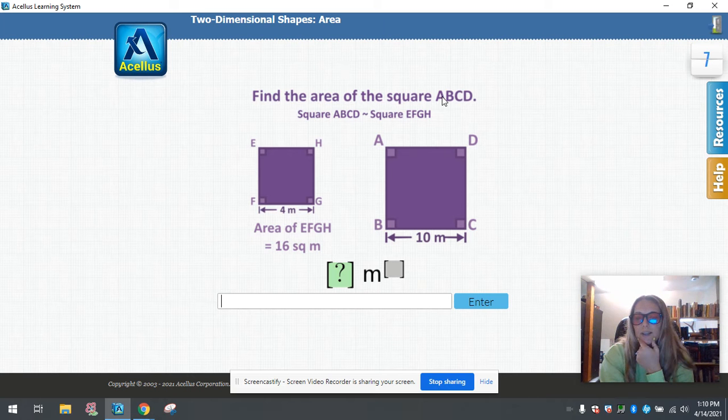Okay, we're looking at area. There's a couple of important formulas for area. The first one is for squares or rectangles, and in that case you take the length times the width.